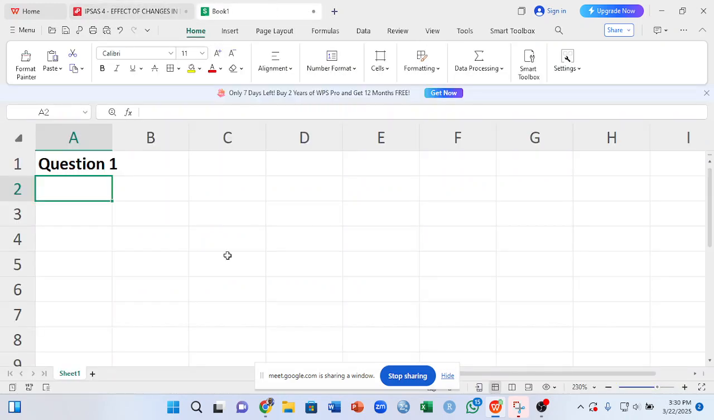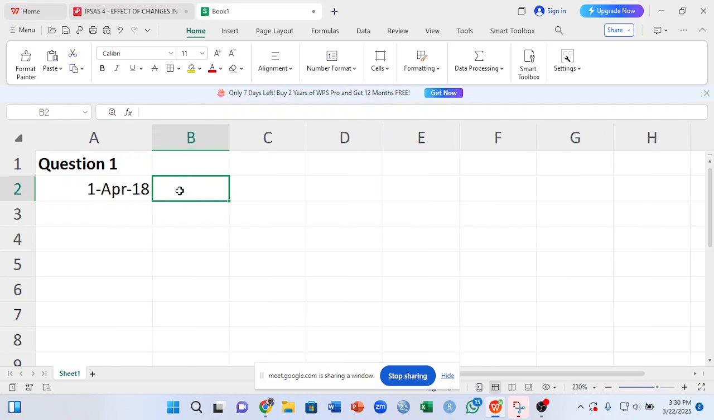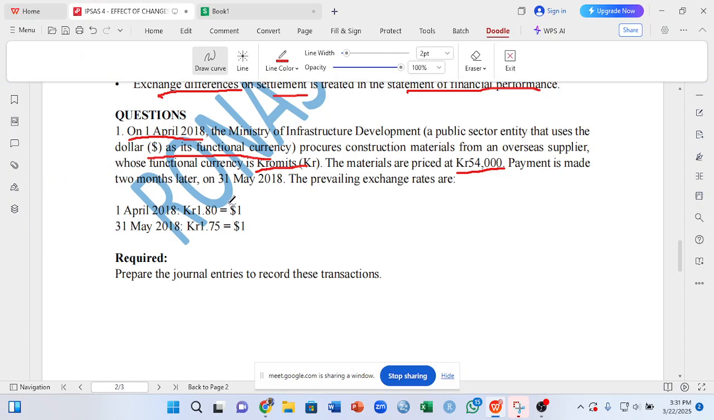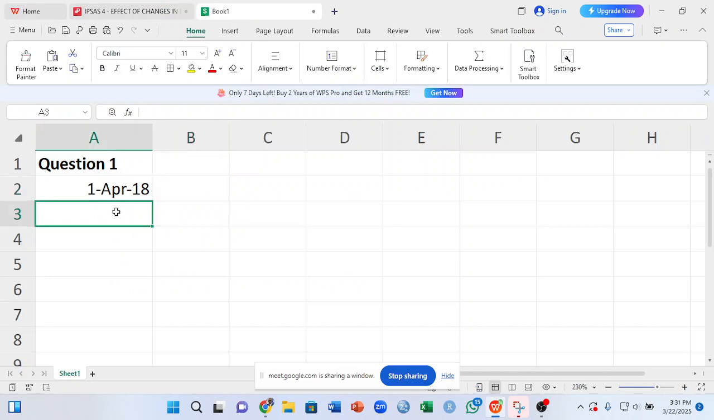So on 1st April 2018, we had a rate prevailing at that date. We have to convert the foreign currency, which is the 54,000 chromate, at that rate. So what's the rate on 1st April? That was what was given to us over here. It says on 1st April 2018, chromate 1.8 is equal to $1. So what we are using to do the exchange will be chromate 1.8 equal to $1.